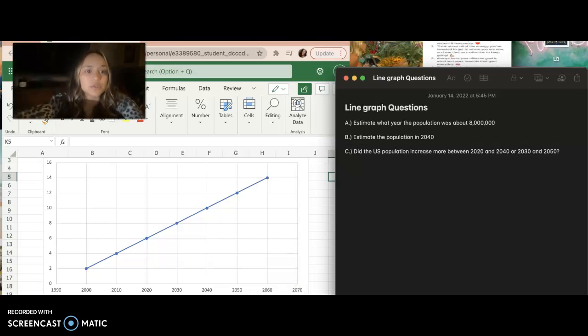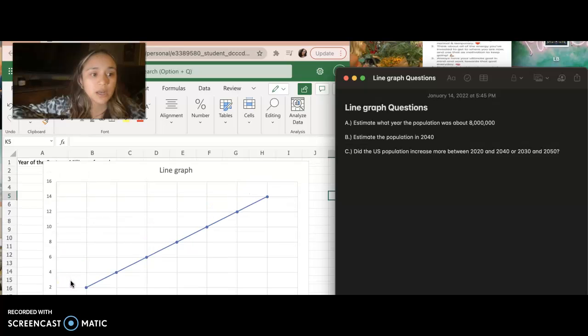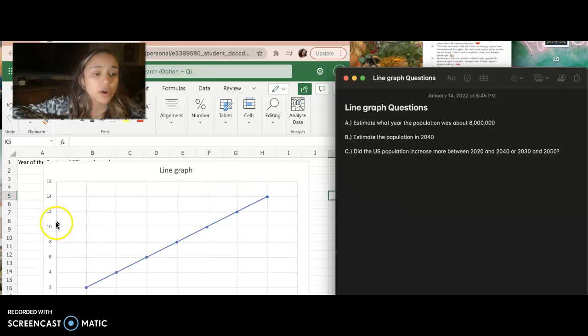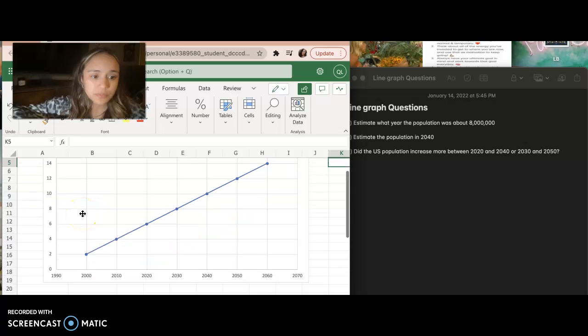Okay, so today we're going to be learning about linear graphs. This right here is my line graph. Down here at the bottom is year of century. So we got 1990, 2000, 2010, 2020, 2030, 2040, 50, 60, and 70. And over here, on this side, is the millions of people. So it's 2 million, 4 million, 6 million, 8 million, 10 million, 12, 14, and 16 million.